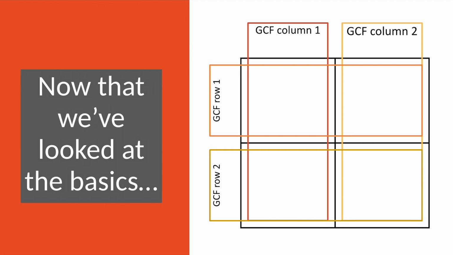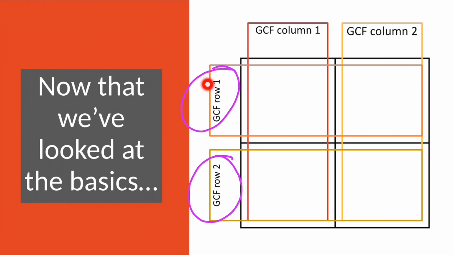So now that we've looked at the basics for factoring out greatest common factors, we're now going to look at factoring things with four terms. So now we're going to have four boxes, and what we're going to work on is finding the greatest common factor of row 1, and then finding the greatest common factor of row 2. And from there, you kind of get to choose your own adventure.